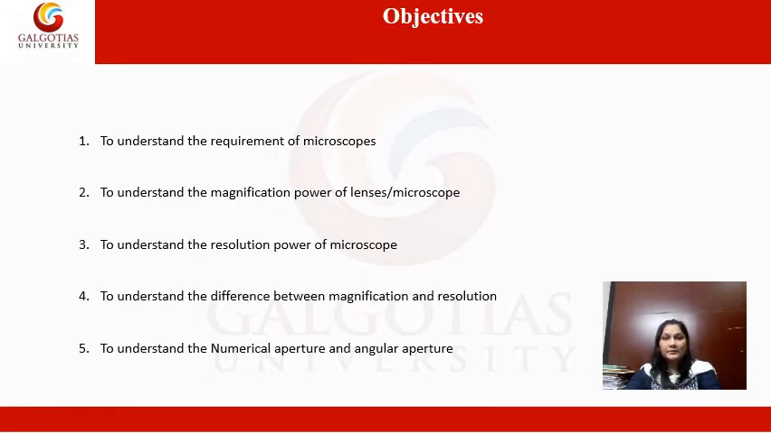Now, the learning objectives of today's lecture are to understand the requirement of different types of microscope, to understand the magnification power of lenses or microscope, to understand the resolution power of microscope, to understand the difference between magnification and resolution because both are different from each other, and finally to understand the numerical aperture or angular aperture of the lenses used in microscopes.